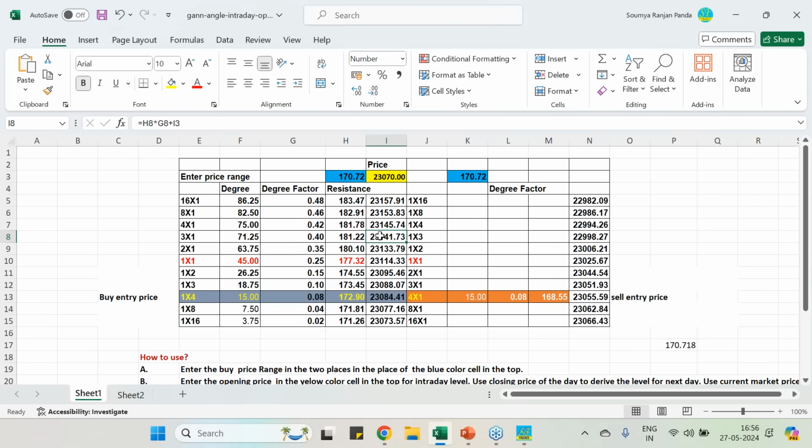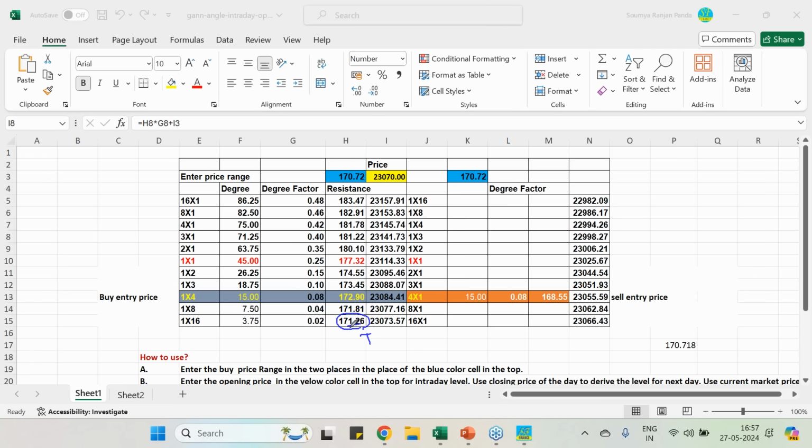And I have told you, from this 170, I am calculating all the resistance in the 170. After finding it out, I'm just adding this resistance price point with this one's resistance. These are the calculations we have found out. Resistances, we have found out. This is the price range.